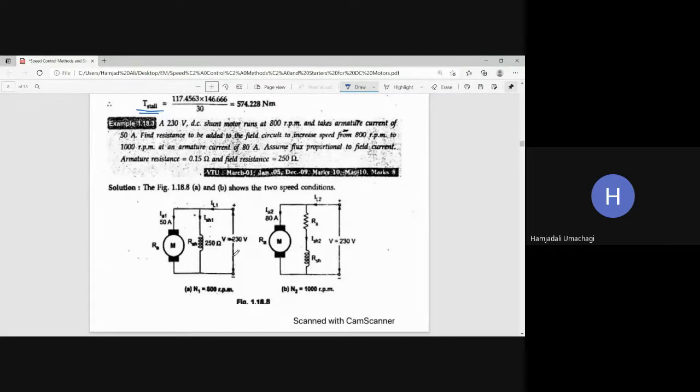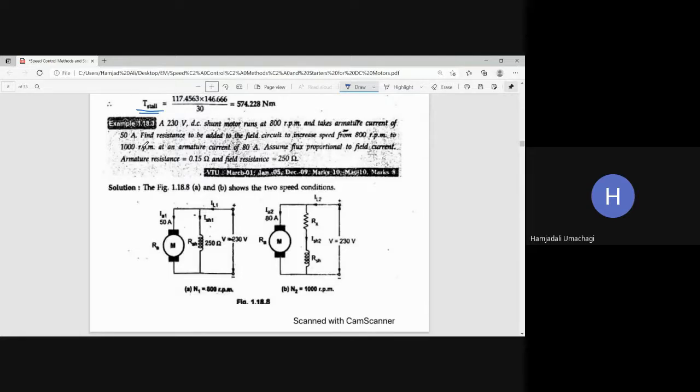So here you are given a DC shunt motor whose speed has to be increased. If I want to increase the speed of the DC shunt motor from 800 RPM to 1000 RPM, which method should we use here? Flux control method. Very good. In order to control the speed of the DC shunt motor from low value to high value, we are going to choose the flux control method.